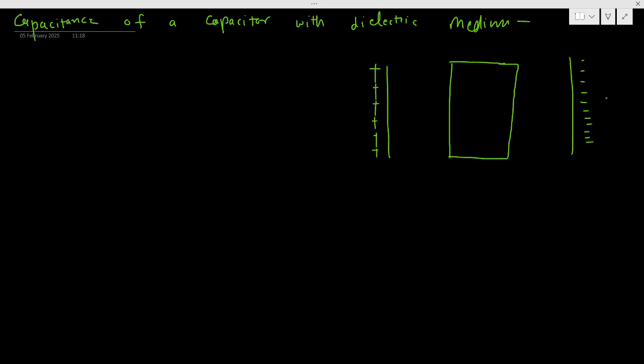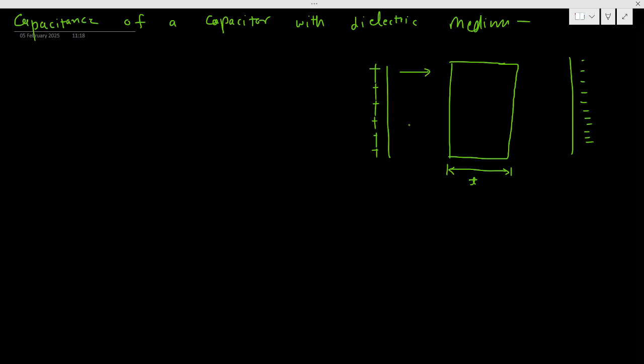Hello guys. So now we are going to discuss the capacitance of a capacitor when a dielectric medium is placed between the plates. So we have a dielectric medium of certain thickness. This is also called a dielectric slab. It is placed between the plates of the capacitor and the thickness of the slab is t. Now we have to find the capacitance of the capacitor.